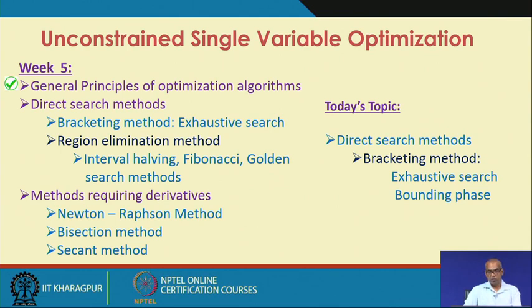So, today we will first classify these techniques into direct search methods and methods requiring derivatives, and then we will discuss direct search methods such as bracketing method, under which we will talk about exhaustive search method and bounding phase method.